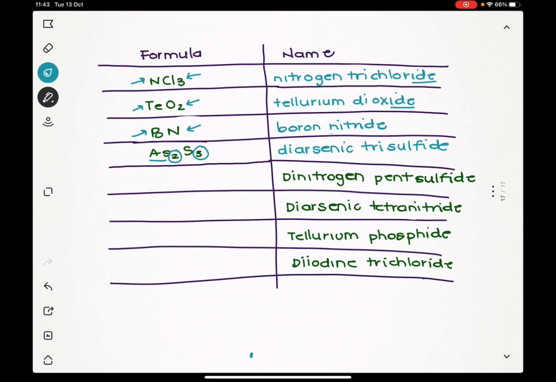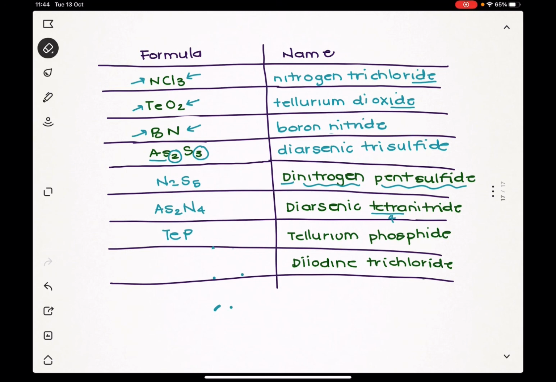From the name to the formula, it's again very easy because we have a very good description. So dinitrogen means 2 nitrogens. Pentasulfide means 5 sulfurs, so 5 S's. Okay, so next one, diarsenic, so 2 arsenics, tetranitride. So we have nitrogen and we have 4. Tetra is 4. Then we have tellurium phosphide, so that goes directly 1 tellurium, 1 phosphorus.